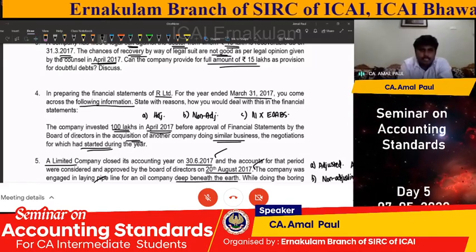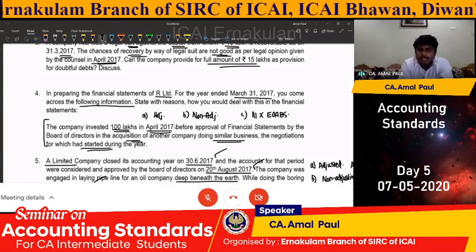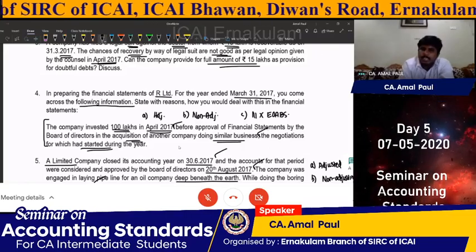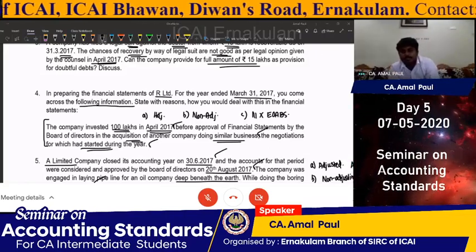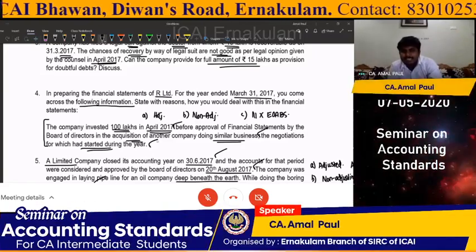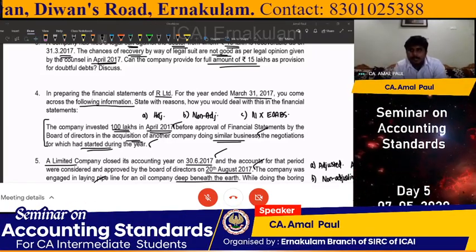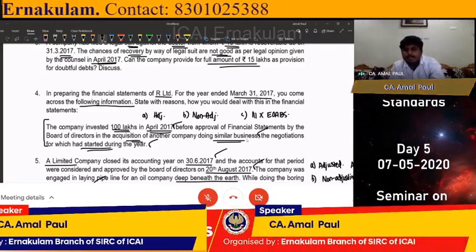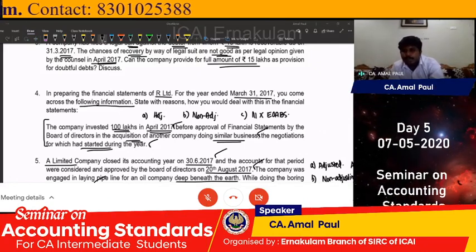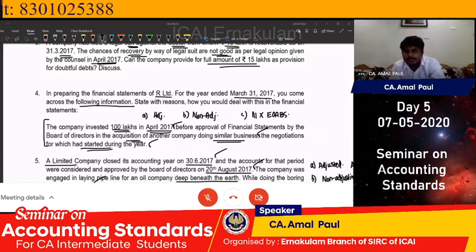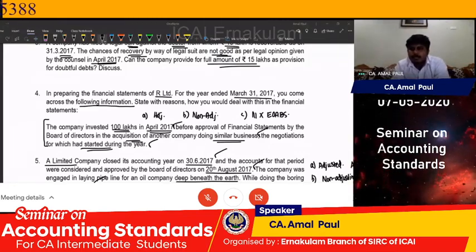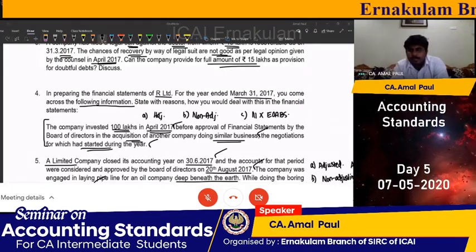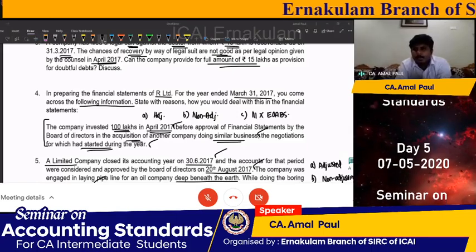You have to consider this. The company invested 200 lakhs in April 2017. There is another company doing similar business. Negotiation started during 2016-17 itself. Whether it is an adjusting event, a non-adjusting event, or not at all an event occurring after the balance sheet date. What is the case? Others, please respond.